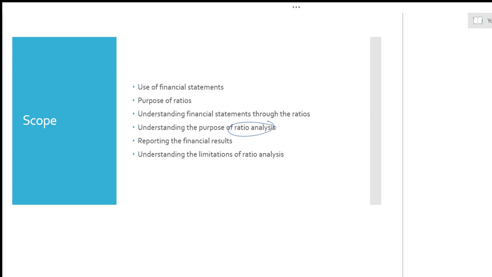Now, we'll end off with the second last point, which is to look at how we report financial results. But because of the length of the video, we will not be able to go through a full comprehensive walkthrough on how we report financial results. I'll try to do that later on, but it will not be in this video. And finally, to end off, we'll look at what are the various limitations of ratio analysis.